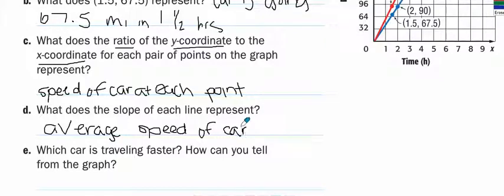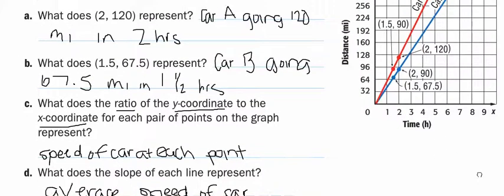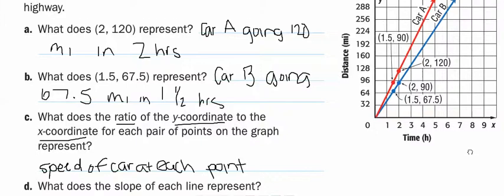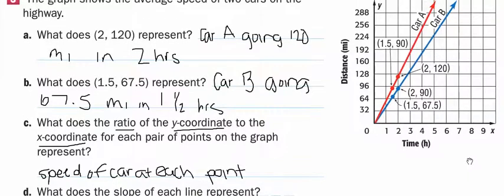And part E says, which car is traveling faster and how can you tell from the graph? Well, if we look at the graph, car A, which is the red line, is a lot steeper than the blue line, which is car B. And because it's that much steeper, car A is going at a faster speed.